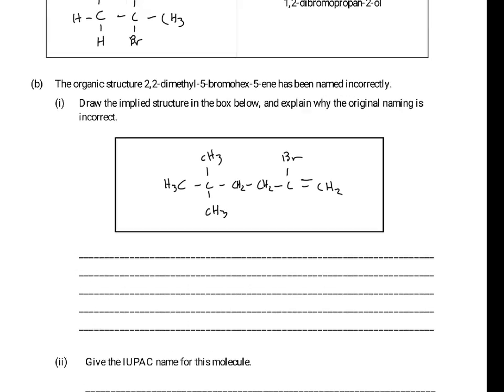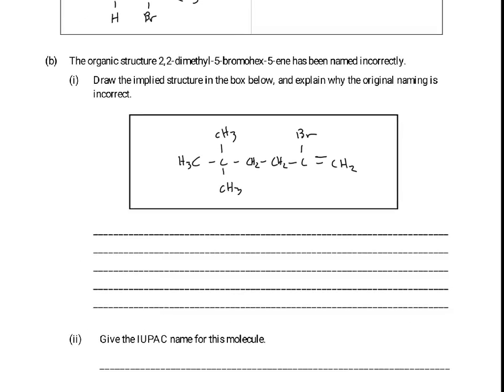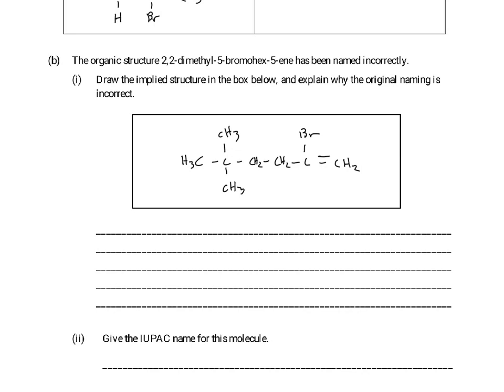Okay, so the question says it's named incorrectly, draw it and explain why the original naming is wrong. So there's kind of 2 things. Number 1, the alkene takes number priority. So therefore we want to give the alkene the lowest number, not the methyl groups. So that is why it should be hex-1-ene, not hex-5-ene.